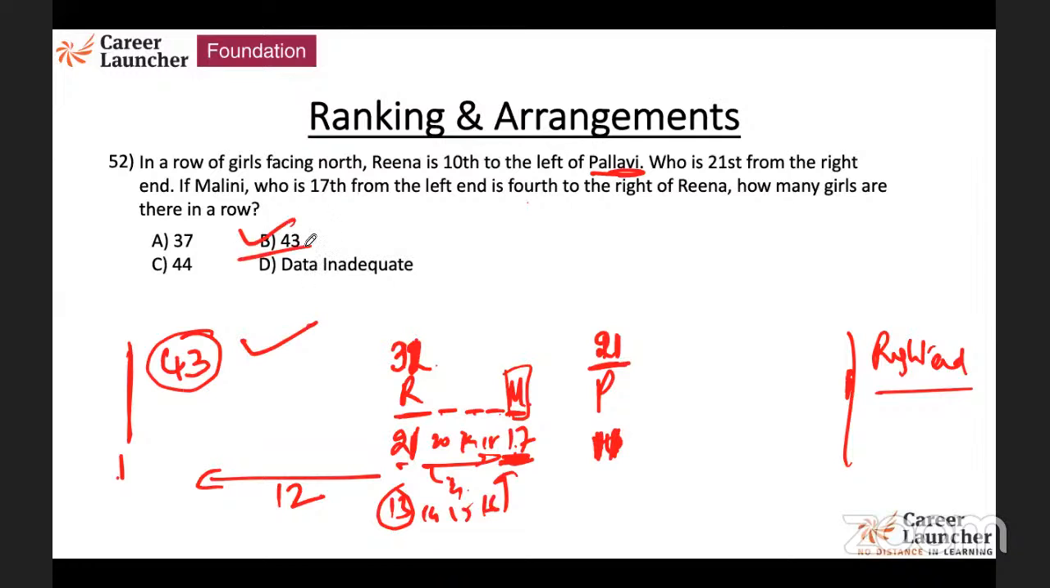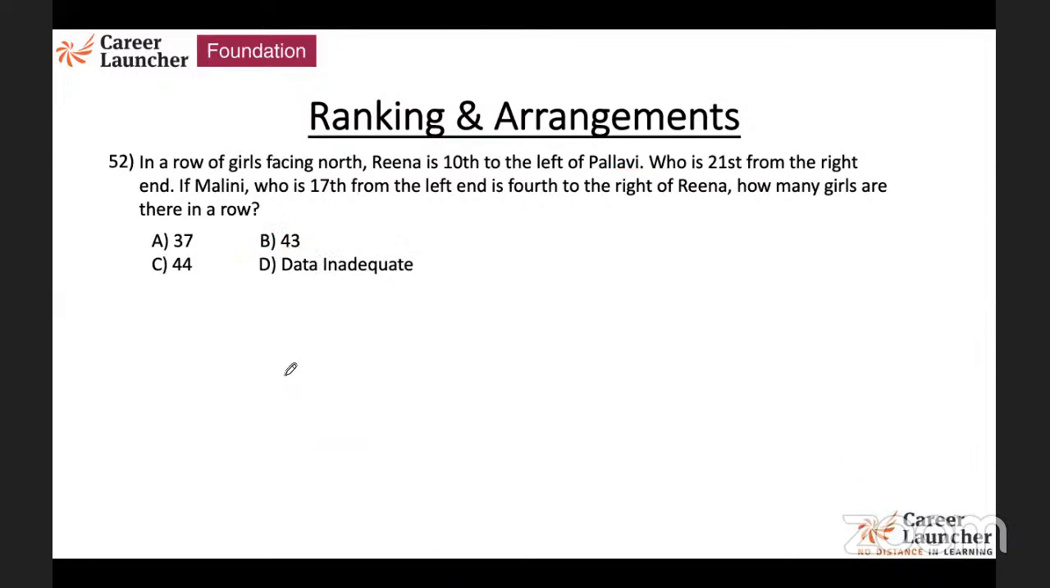This is slightly difficult. I'll re-explain this once more to you. I have to read this. Reena is 10th from the left of Pallavi. So Pallavi is wherever. Reena is 10th from this left. So whatever Reena is, but who is 21st from the right? This is 21st. This has to be 31 plus 10.